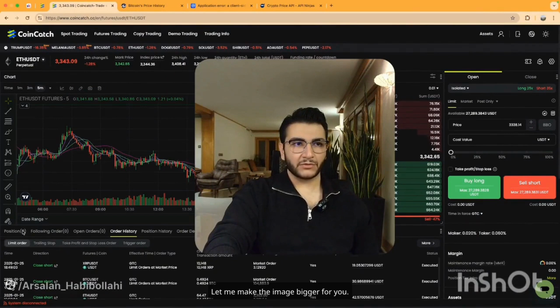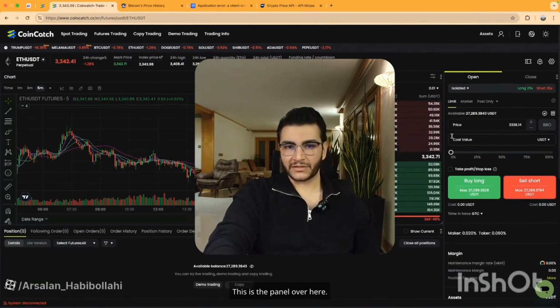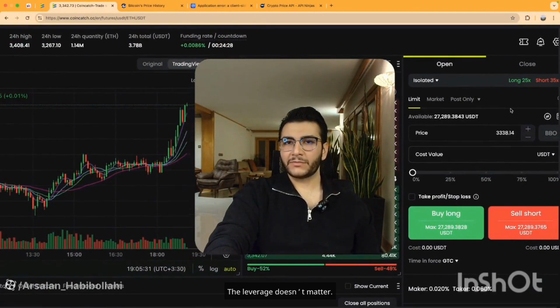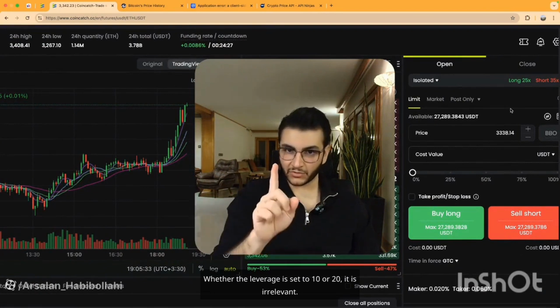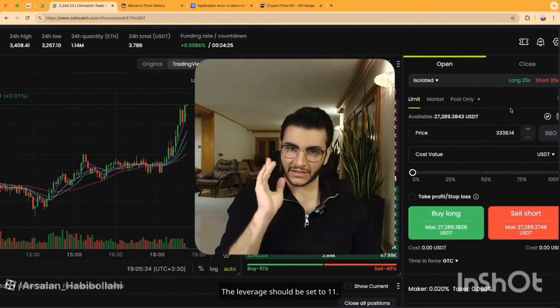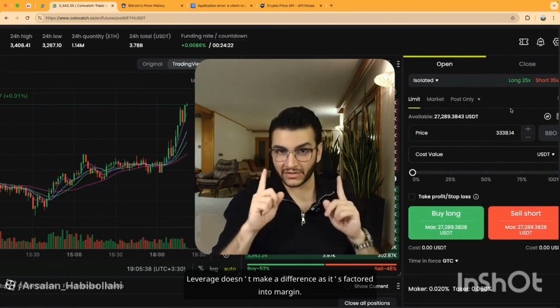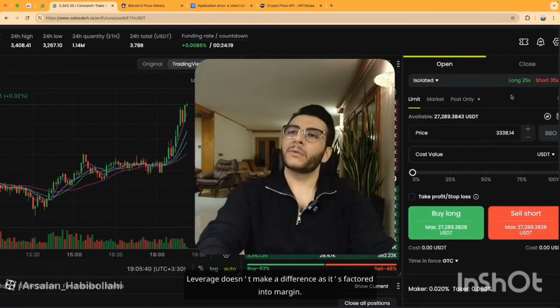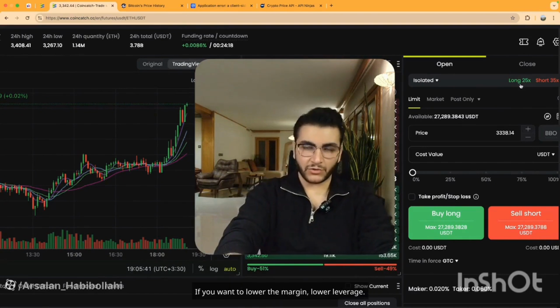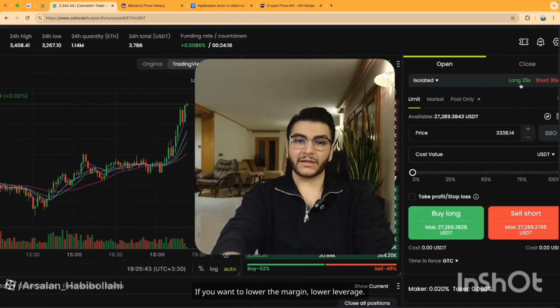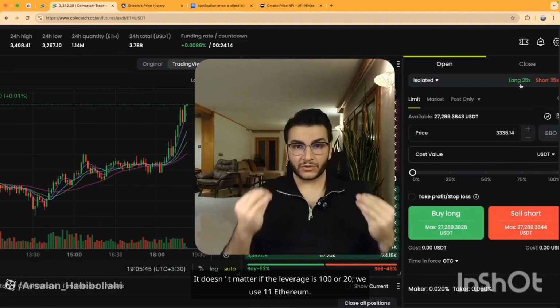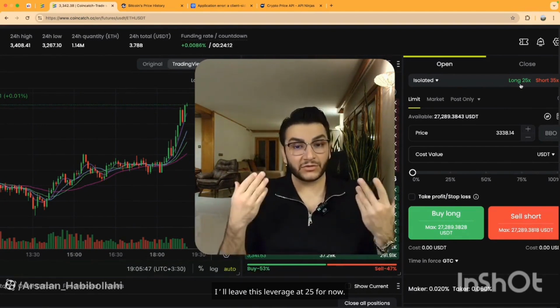Let me make the image bigger for you. This is the panel over here. The leverage doesn't matter. Whether the leverage is set to 10 or 20, it is irrelevant. If you want the leverage to be 25, that's okay. Leverage doesn't make a difference as it's factored into margin. If you want to lower the margin, lower the leverage. It doesn't matter if the leverage is 100 or 20. We use 11 Ethereum. I'll leave this leverage at 25 for now.